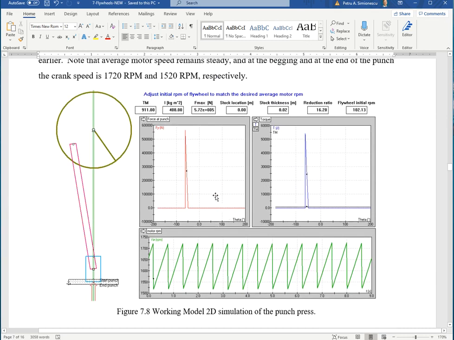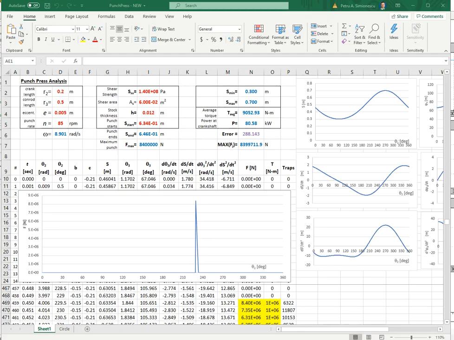I'm going to project my spreadsheet, and let's do it right now, as well as the Working Model. So let me pause this while I'm bringing up the Working Model and the spreadsheet.